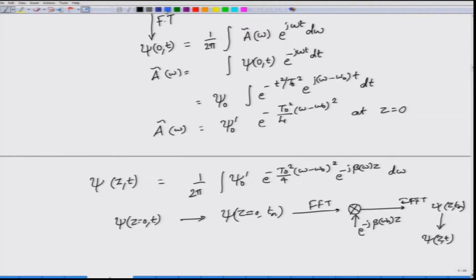So, the core of the algorithm here is this: you discretize, that is you represent whatever that you want to transmit on a computer by a discrete function, take the Fourier transform, and do not forget to multiply each term by the appropriate phase factor and then take the inverse Fourier transform. That is all that is there to it.